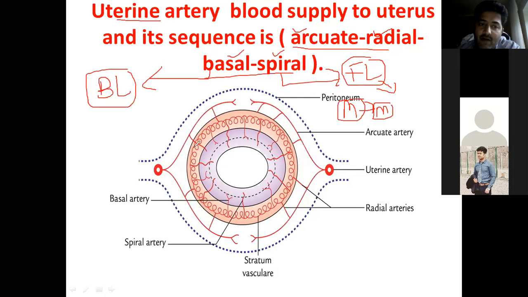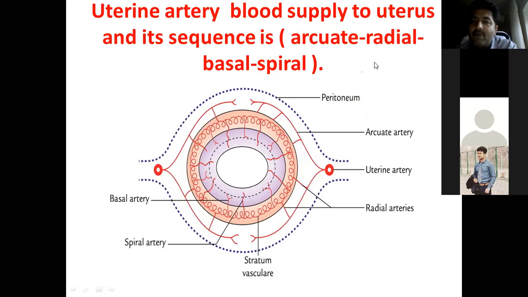Uterine artery divides into arcuate artery. Arcuate artery divides into the radial arteries. Then they are divided into the basal arteries, and then these give branches, the spiral arteries. Okay, so you have to remember this sequence also. This spiral artery will slough out. It will give blood supply to the functional layer which will be formed in every menstrual cycle. So when females are menstruating, that blood is not only the blood, it is also the functional layer which comes out with the menstruation. Okay.